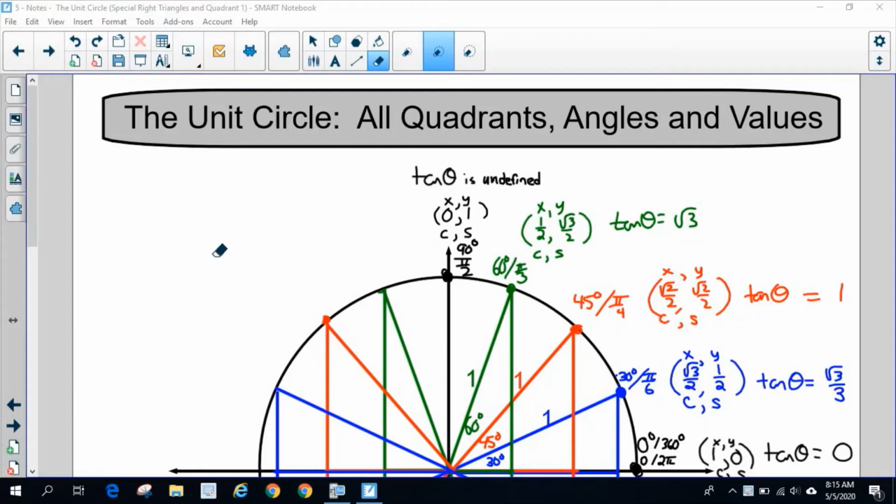In this video, I'm going to discuss the unit circle, all the quadrants, angles, and values. If you need to learn the quadrant 1 values and how they are calculated and constructed using special right triangles, you'll need to watch my first video. So my assumption is you know how I did this quadrant before I start talking about these.